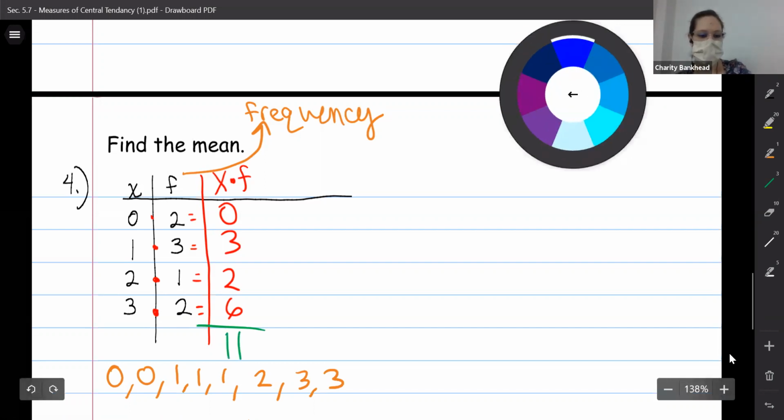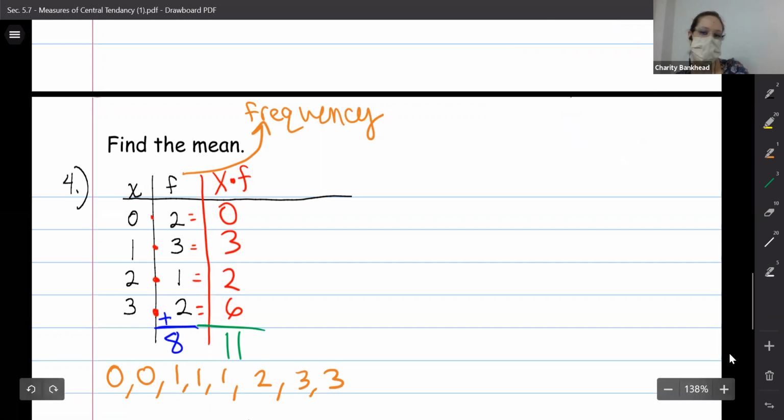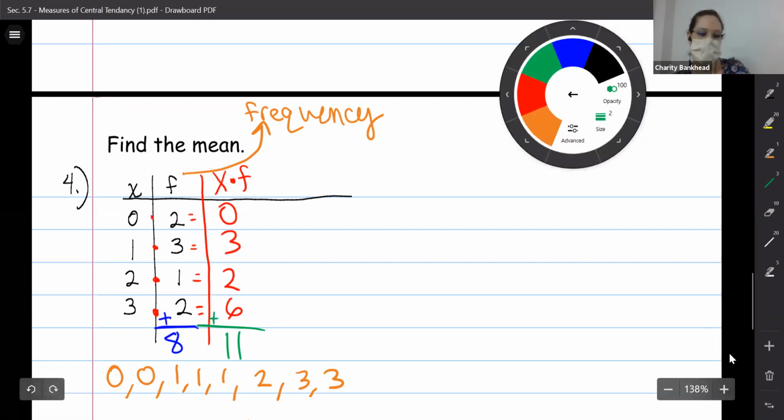And then to see how big the data set is, how many numbers are in the data set, add up the frequency column. So 2 plus 3 plus 1 plus 2 equals 8. And then to calculate the mean, we're just going to divide 11 divided by 8.